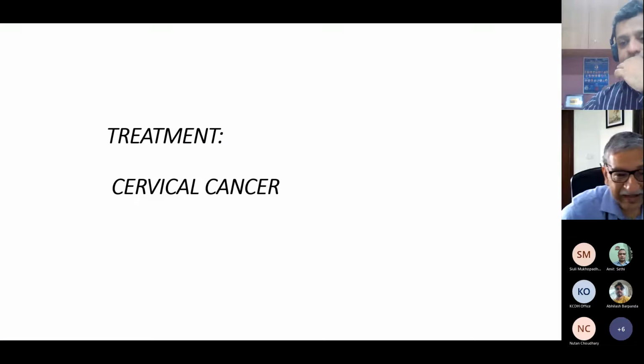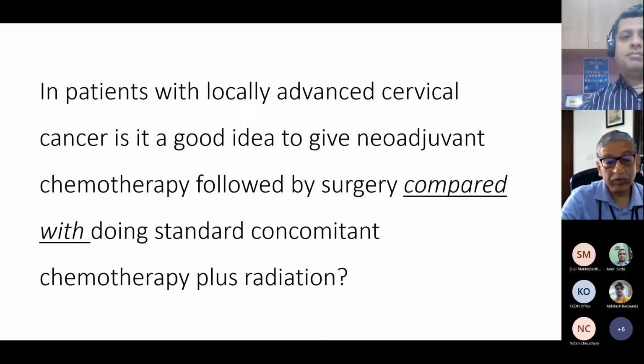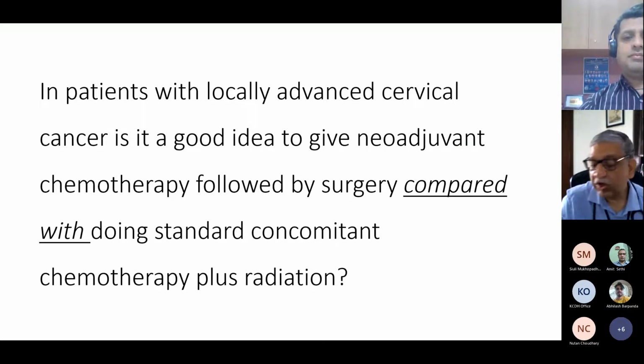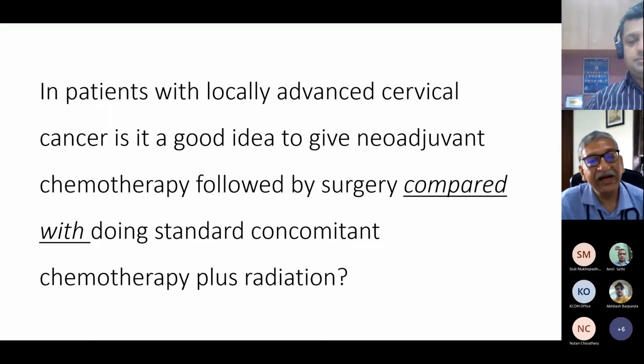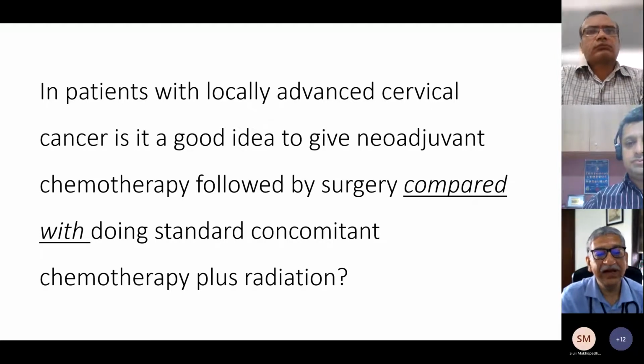Let me give you a few examples of the kind of research that we do. So you know that cervix cancer is one of the most common cancers in women in India, the second commonest after breast cancer. A long-standing question in this disease has been the relative value of radiotherapy versus surgery in the treatment of patients with locally advanced cancer. So should you treat patients with chemotherapy and surgery or chemotherapy and radiotherapy?